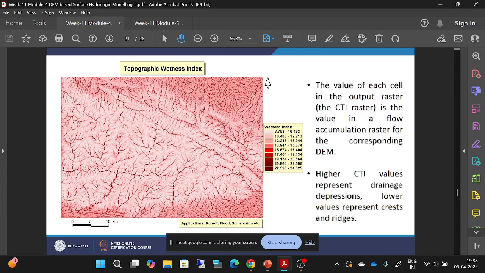So we can basically understand that where this light pink color is there, probably those are ridges, and these are depressions where you see the dark lines.